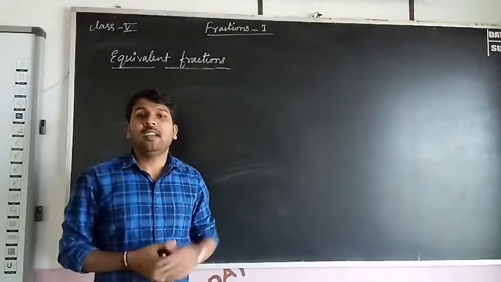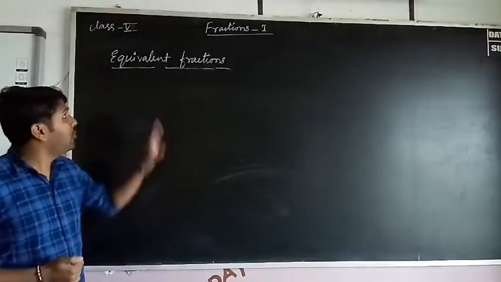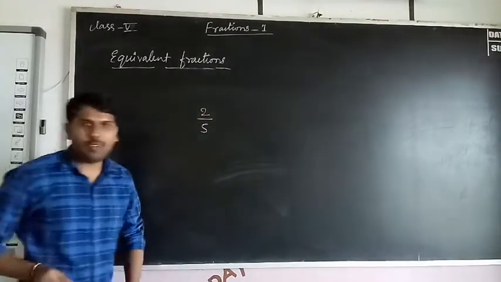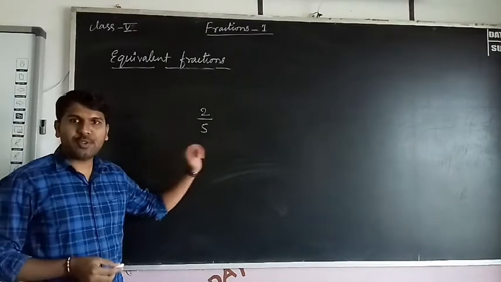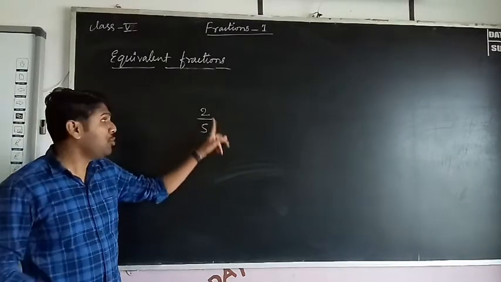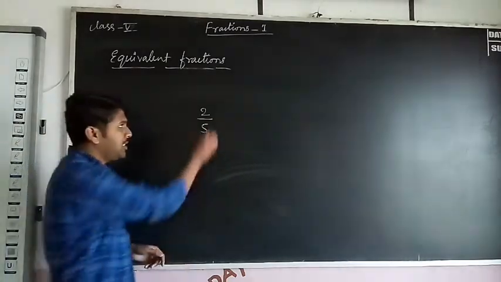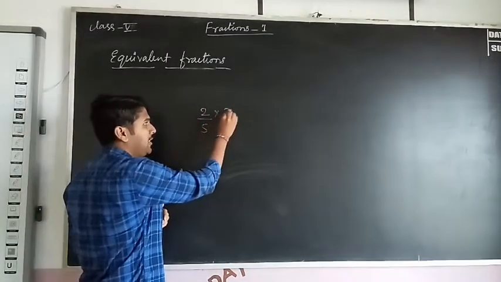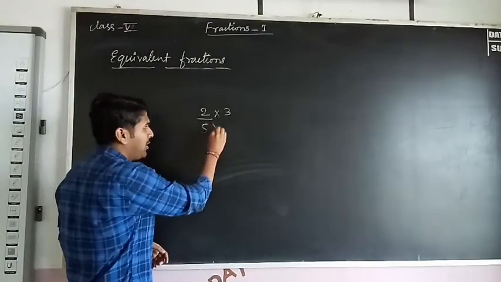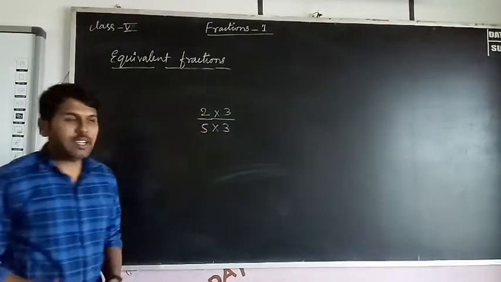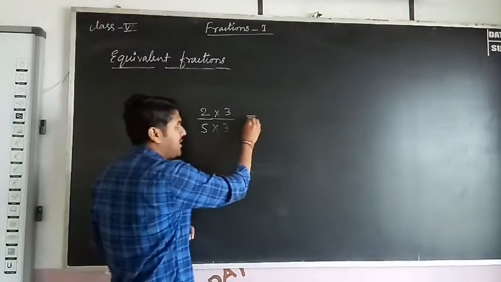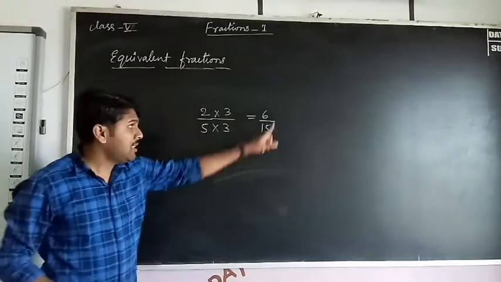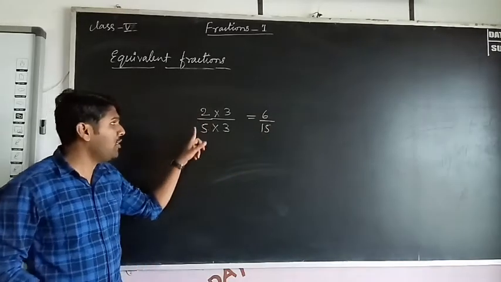Next concept is equivalent fractions. Before going to equivalent fractions, I will tell you one fraction, 2 by 5. Just multiply the same number to both numerator and denominator. So multiply 3 to both numerator and denominator. What will we get? 2 3s are 6 and 5 3s are 15. So 6 by 15 is the equivalent fraction of 2 by 5.